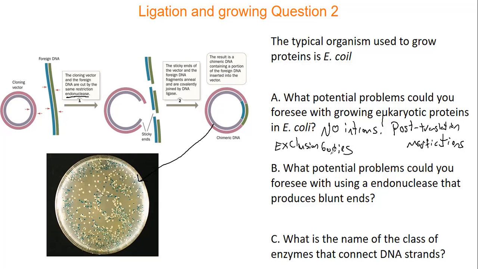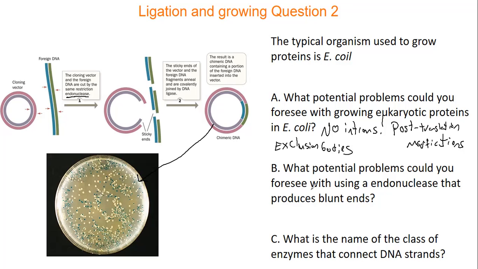If you grow foreign protein in a cell, what can happen some of the times is that the cell will just clump all those proteins together and they'll become unfolded and useless. So that's another potential issue. Just some things to be aware of when you are growing a eukaryotic protein in a prokaryote.